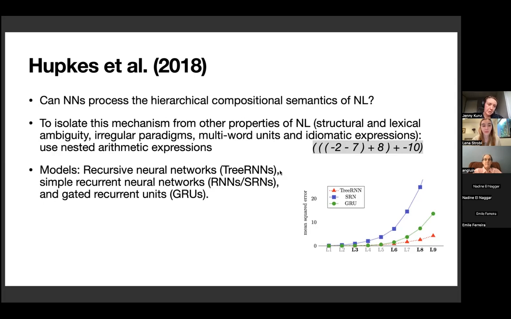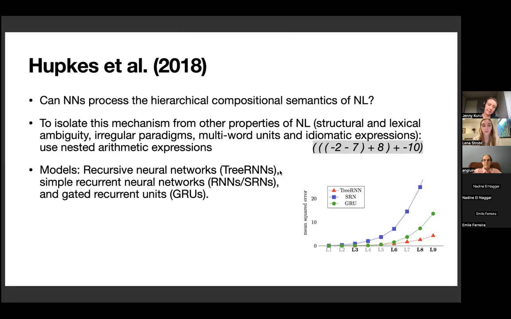They use nested arithmetic expressions to investigate this phenomenon, and they did it with a very restricted vocabulary, like just -10 to 10 as the numbers they are using. So this wasn't about calculations, but just about in which order the network processes the nested arithmetic expressions, and the calculations can just be remembered because the vocabulary is so restricted.